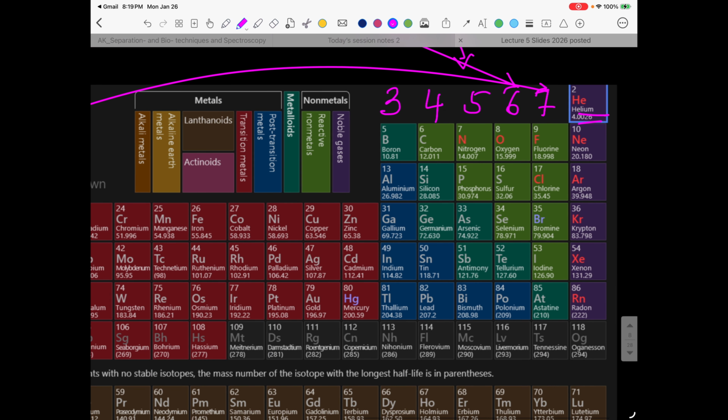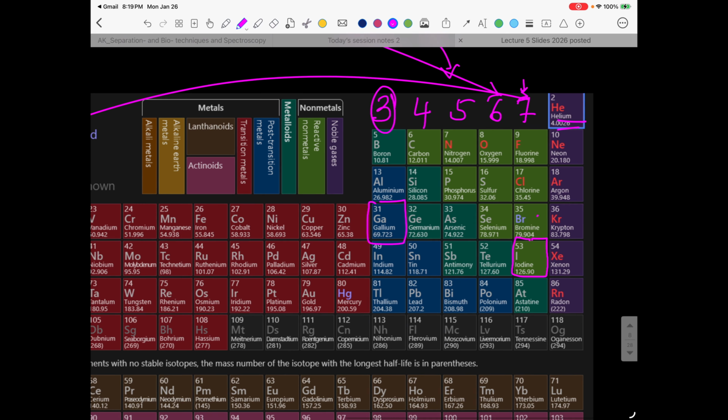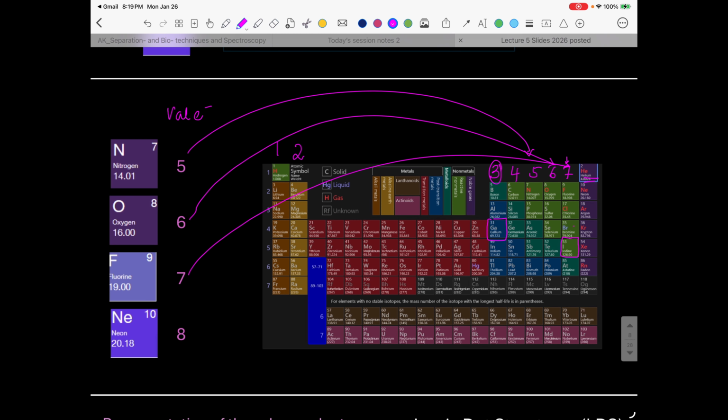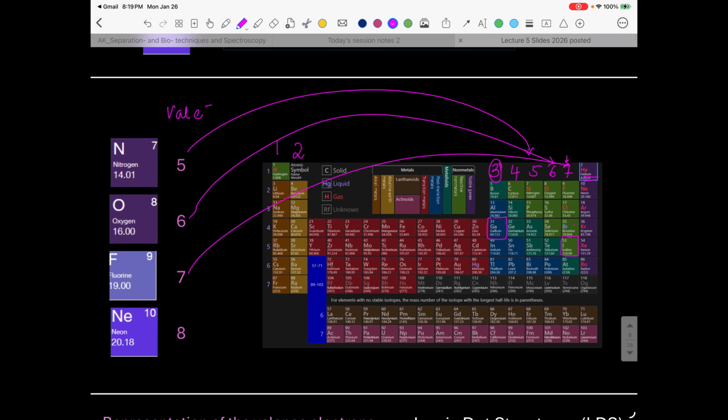So if I were to ask you what the valence electrons are in the case of gallium, you can look at the group number and this has 3 valence electrons. If I ask you the number of valence electrons in iodine, because it's in group 7A, that means 7 valence electrons, and so on and so forth. So this is the reason why you want to be very comfortable looking at the periodic table, because it gives you all this information without having to write the complete electronic configuration.